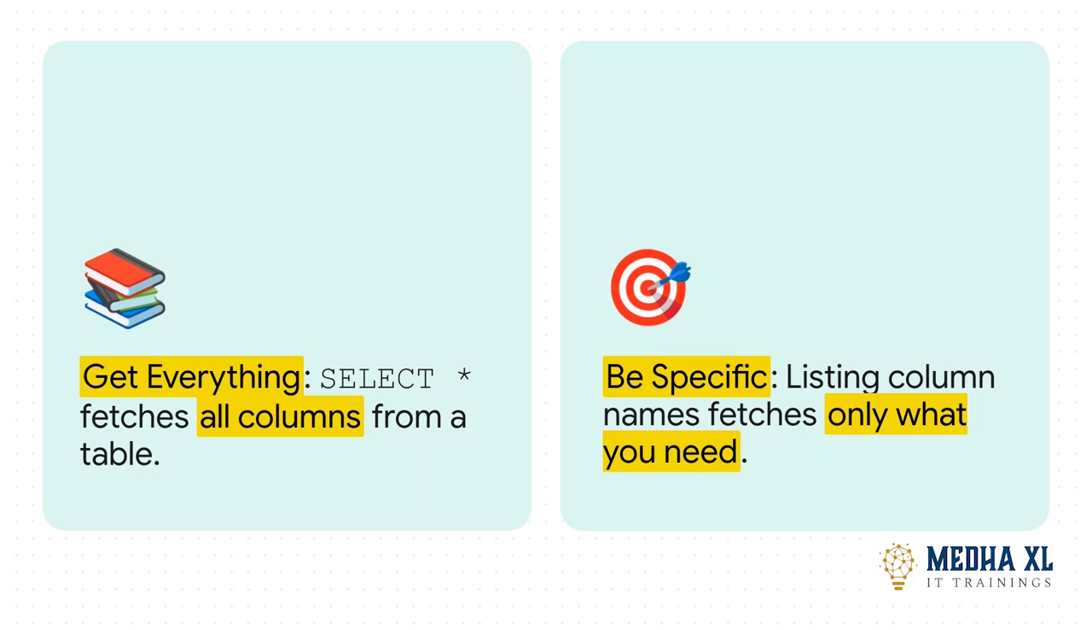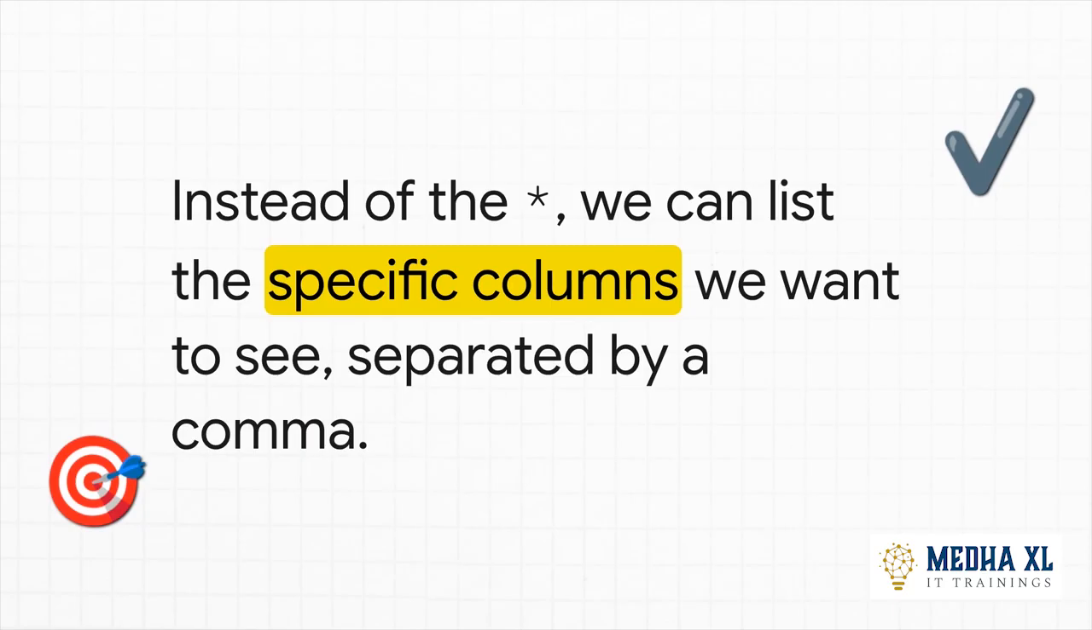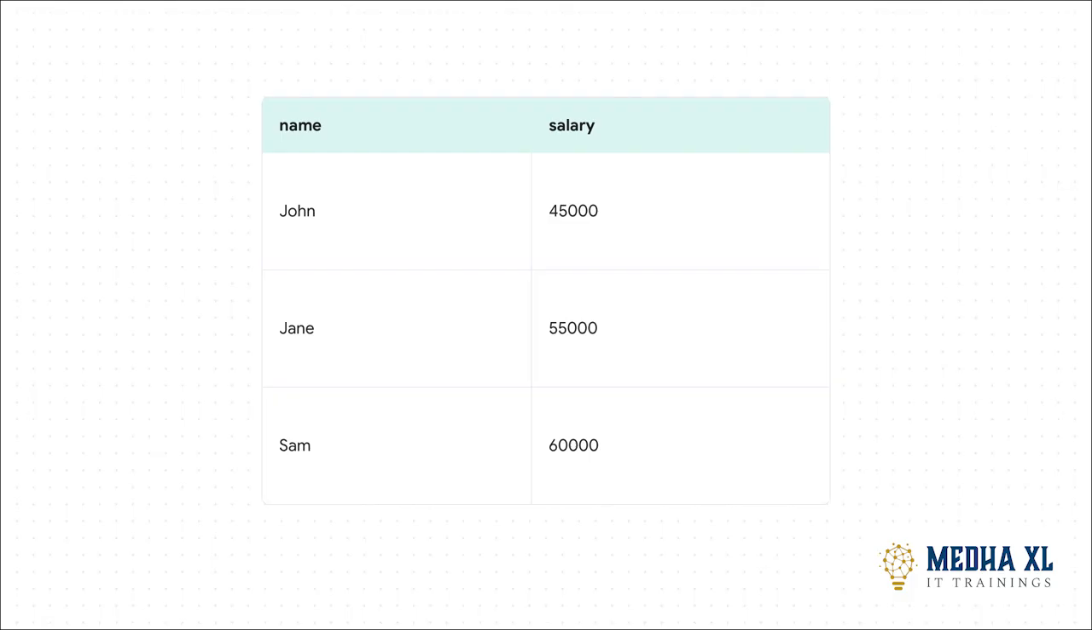So how do we get more specific? We do it just like this. Instead of that give me everything asterisk, we just spell it out. We literally list the names of the columns we want to see, and we just separate them with a comma. So here we're saying just give me the name and the salary columns, that's it. And just look at that result. It's so much cleaner, right? It's focused, it's efficient. No extra ID column we didn't ask for. We got exactly the data we needed. Now this is how you start to make the data work for you.